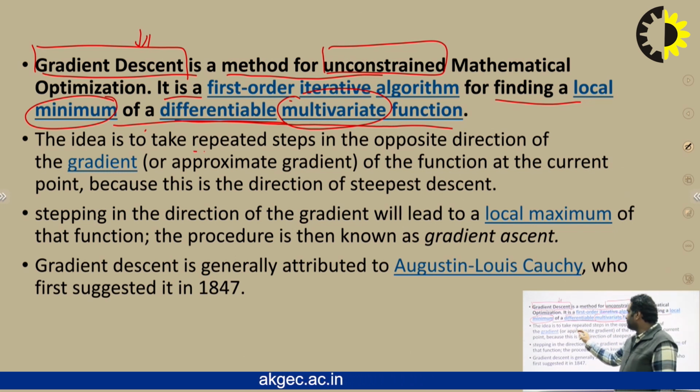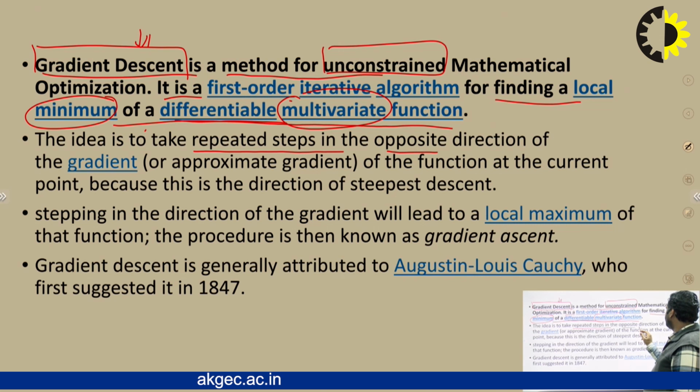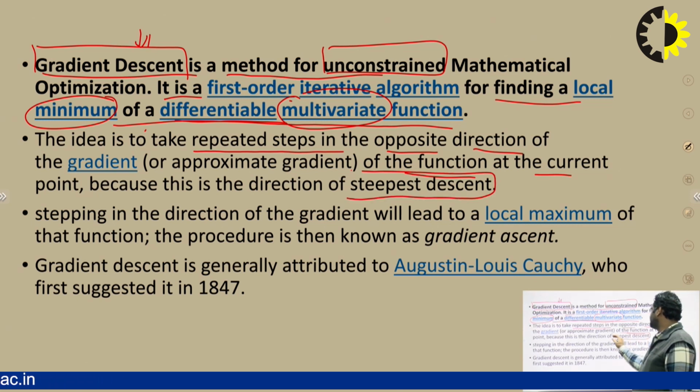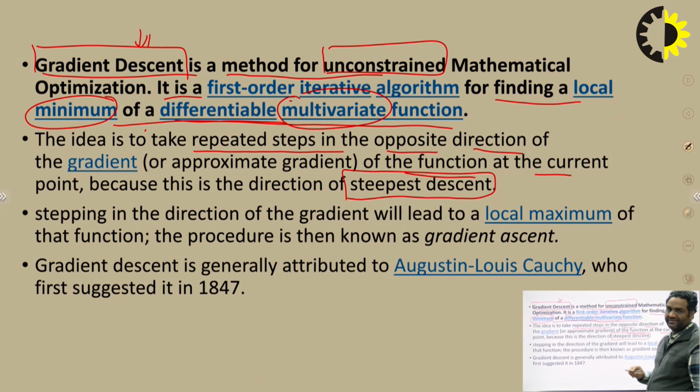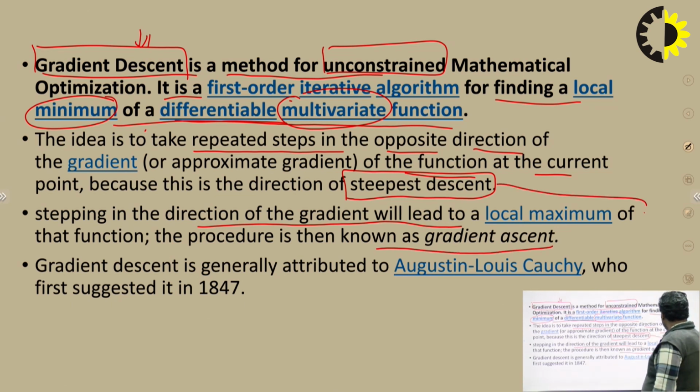The idea is to take repeated steps in the opposite direction of the gradient of the function at the current point, because this is the direction of steepest descent. We will discuss later. Stepping in the direction of the gradient will lead to a local maximum of that function. The procedure is known as gradient ascent. These two things we will discuss later in our session.